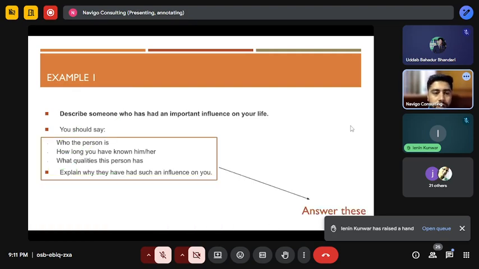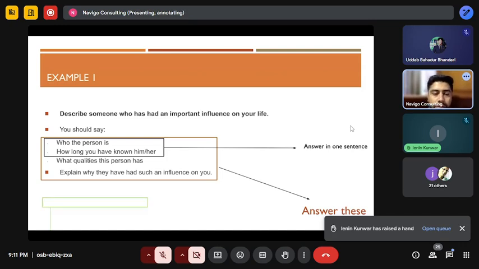At first, you're going to answer these questions. This is the main question, the topic that is asked of you, and these are the questions that you should be answering. You should be answering these in one sentence each. Now, the important person, someone who has had an important influence, maybe it is my brother, right? So who the person is? Brother. How long you have known him or her? Since my childhood, or since I was born.